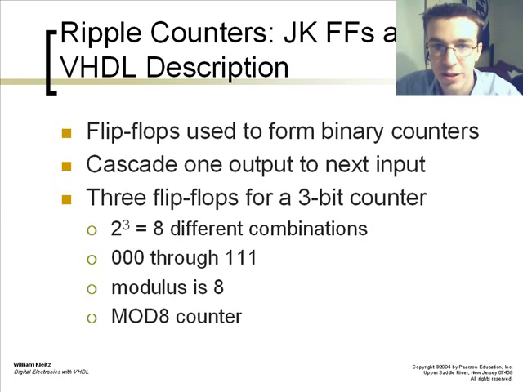Ripple counters are JK flip-flops used to form binary counters. Cascade one output to the next input. This is what a ripple counter is. For a 3-bit counter, you use 3 flip-flops. That is 2 to the 3rd equaling 8 different combinations, which is 000 through 111. Its modulus is 8, so you can call it a mod 8 counter.